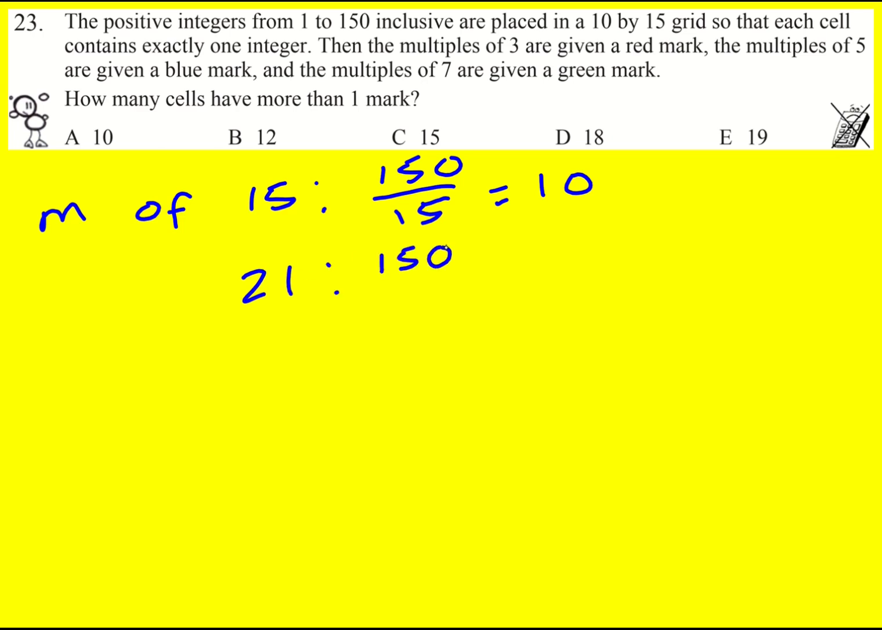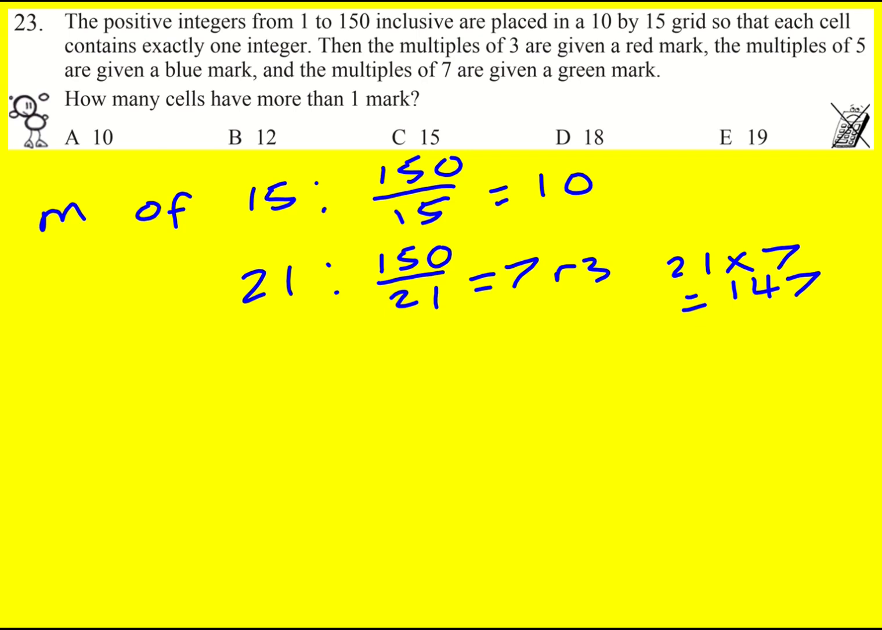Okay, so for this we do 150 divided by 21. Well, 21 times 7 is 147. So it's going to be 7 remainder 3. The main thing is there's going to be 7 numbers that are divisible by 21, therefore have a red mark and a green mark. Okay, what's left over?